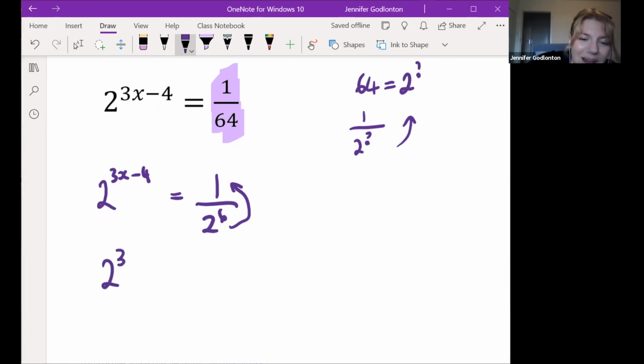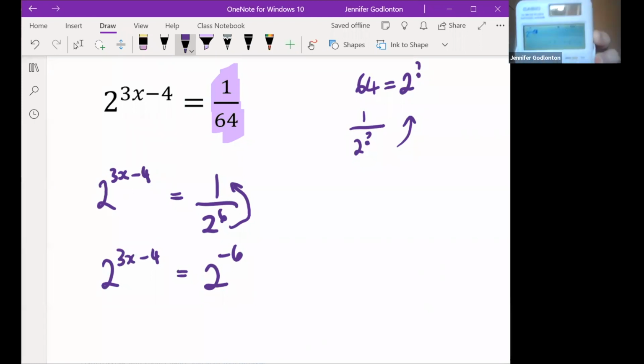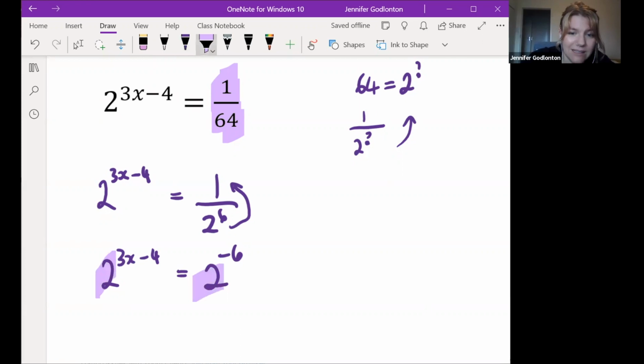So we're going to have 2 to the power of 3x minus 4, and that's going to be equal to 2 to the power of negative 6. And remember, guys, you can always check. So we're going to put in our calculator 2 to the power of negative 6, and I'm going to push equals. And if I didn't get 1 over 64, then I would know that I'm wrong. And now all the hard work has been done for you. Your bases are the same. And once your bases are the same, you can make your exponents the same.